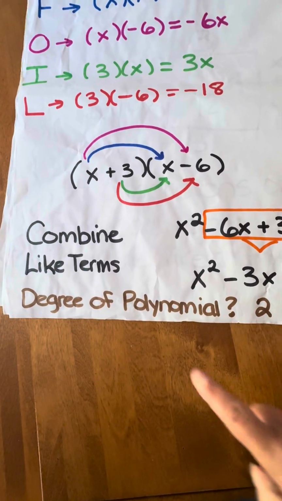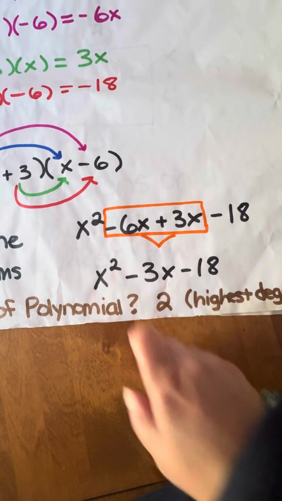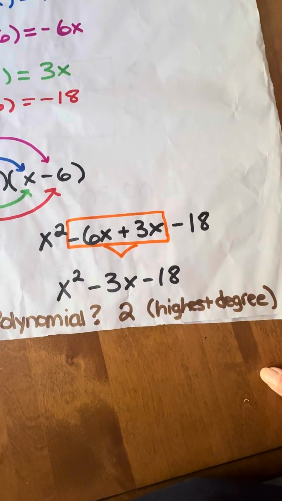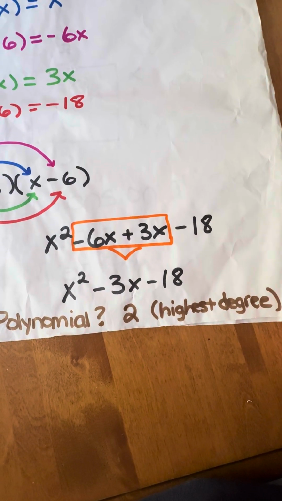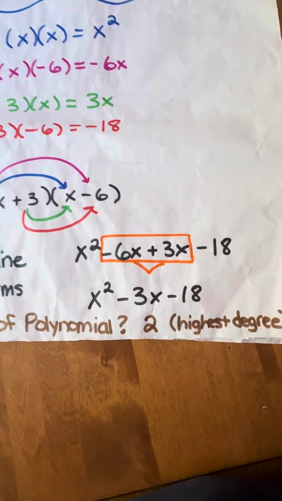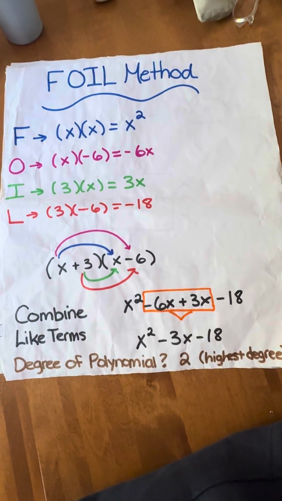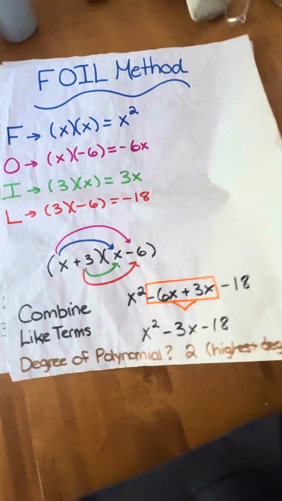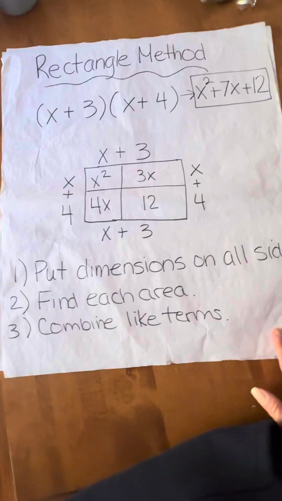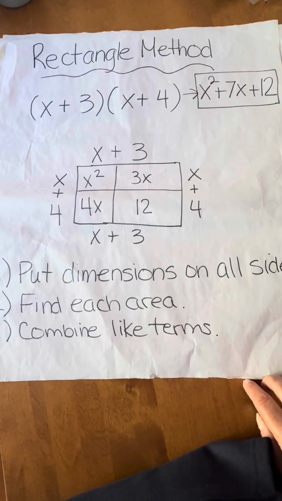Just as a quick thing, if I'm asked to do the degree of this polynomial, the degree of this polynomial is 2. That is the highest degree that this is talking about. And so that's how you go ahead and find out using the FOIL method. Now, if you were raised like me on the FOIL method, then life is good. But nowadays, we do what's called the rectangle method. So using that same kind of concept, but a little bit different.